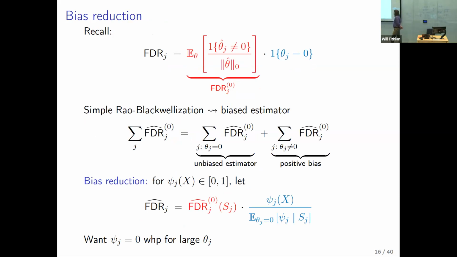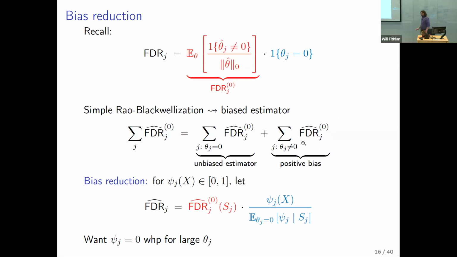Okay, so now we're almost done. I said we broke it into these terms, and we just want to get an unbiased estimator or conservatively biased estimator for each term, and we're basically done. So here again, for this estimator that we defined on the last slide, we know that if we were just able to sum over the terms where it's null, we would have an unbiased estimator for the FDR. But we don't know which terms are null, and so we're going to have a positive bias coming from the other terms.